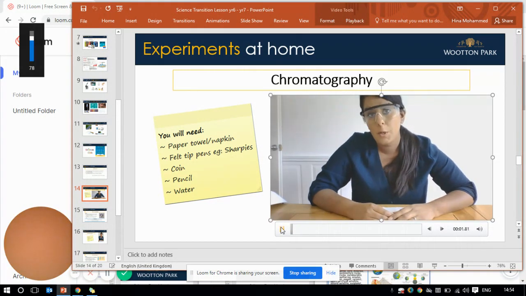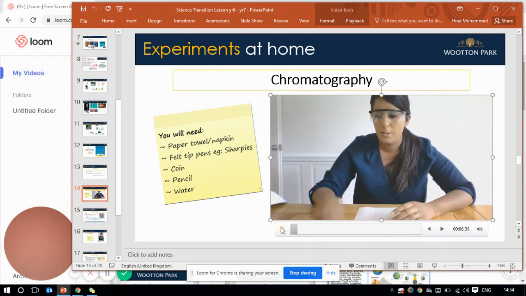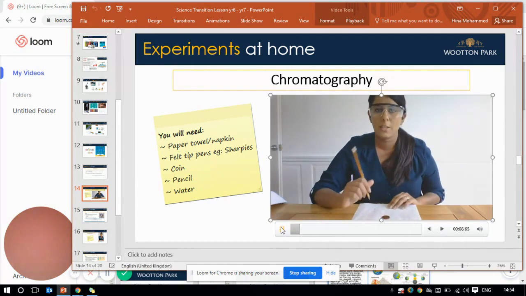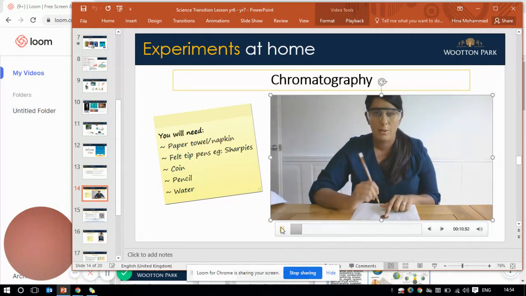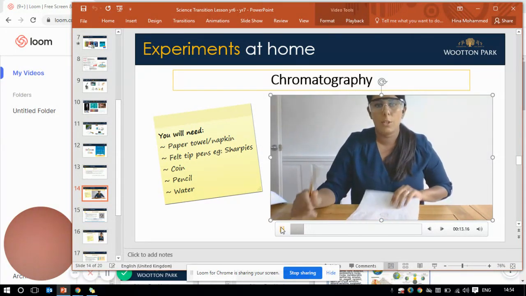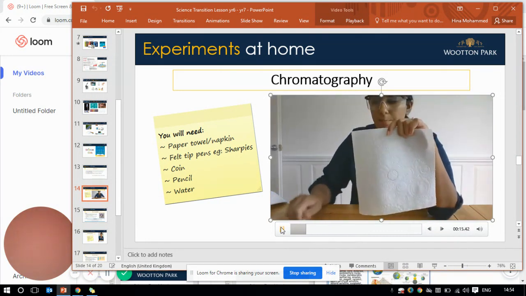Chromatography. The equipment you need for this experiment are listed on the PowerPoint. So the first thing you need to do is get your paper towel and using a pencil, you need to draw around a coin in the middle. What you'll end up with is a circle that looks like this.